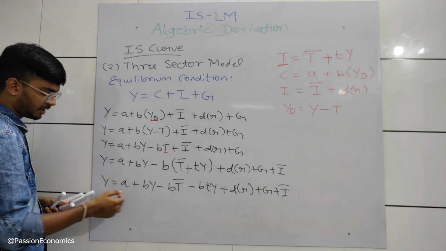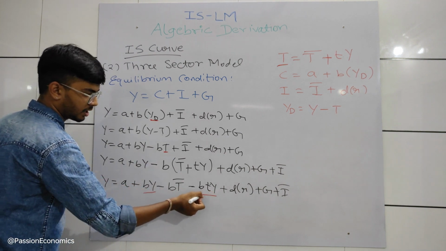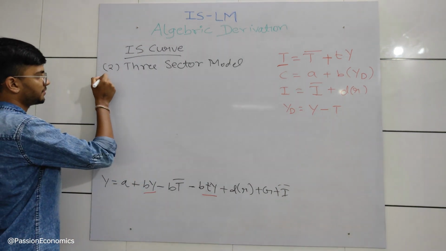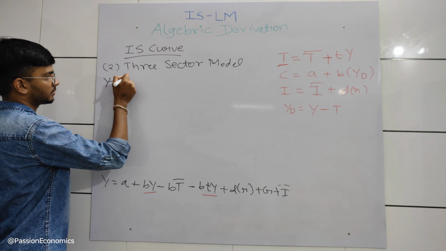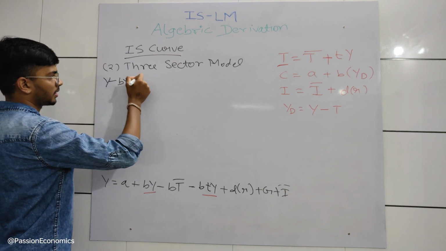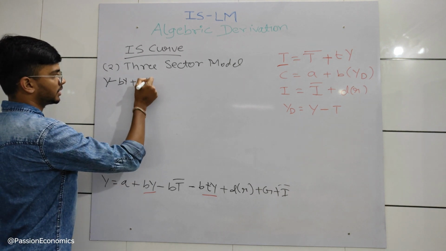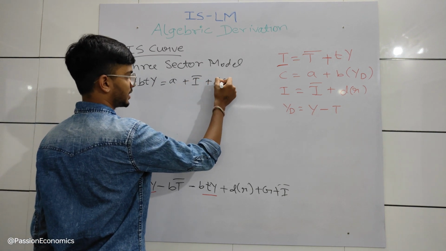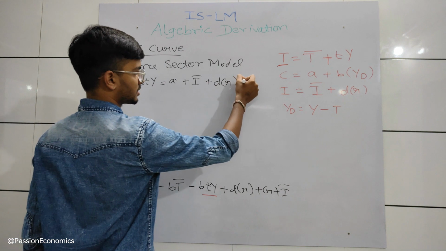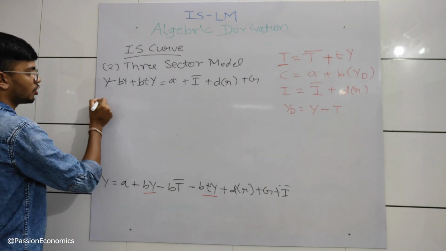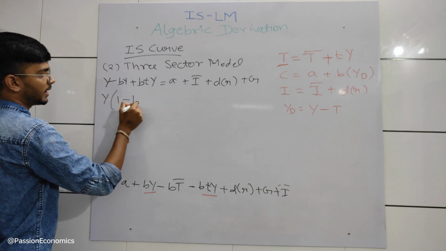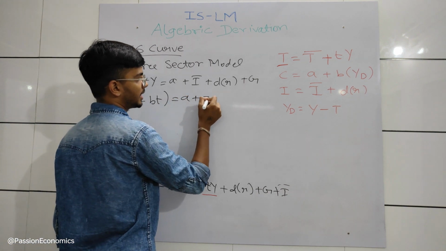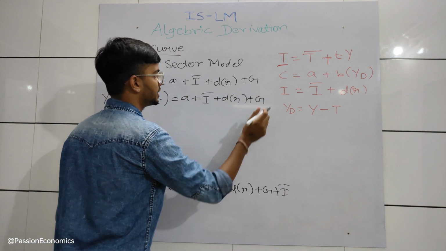Now we have the common values of Y here, so we will keep all the common terms on the same side. Keeping the common values on the same side, we get Y minus BY plus BtY equals A plus I bar plus dr plus G. Now we will take Y as common. So taking Y as common, it will be 1 minus B plus Bt equals A plus I bar plus dr plus G.